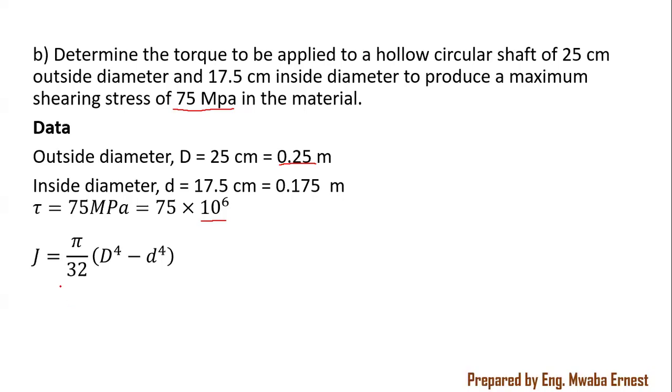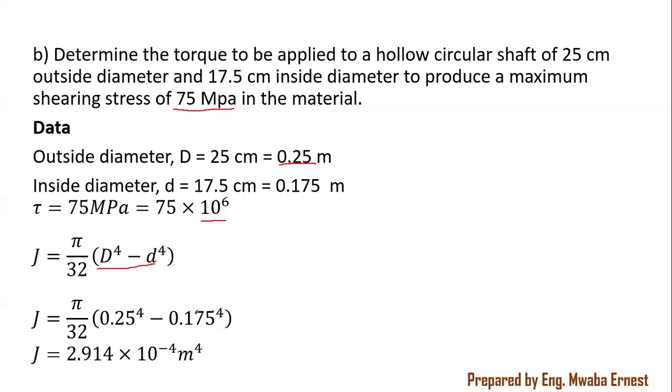Polar moment of inertia, J. Because it's a hollow shaft, we have to take care of this part. So we'll say pi over 32, open brackets, the outer diameter power 4 minus the inner diameter power 4. So then pi over 32, open brackets, our outer diameter is 0.25 raised to power 4, minus the inner diameter, which is 0.175, also raised to power 4. So then what happens? Our polar moment of inertia then becomes 2.914 by 10 raised to power negative 4.